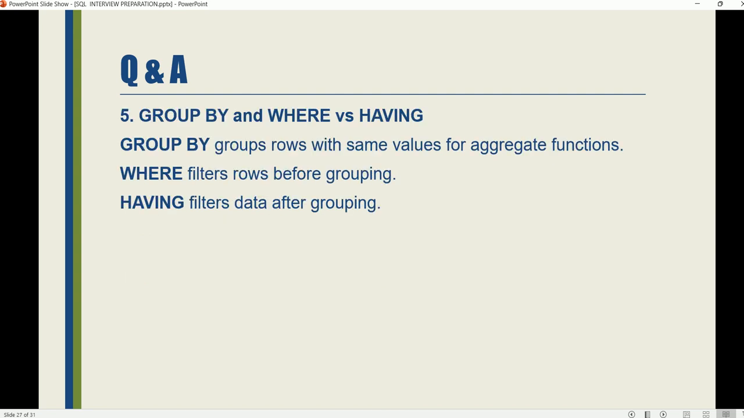Group by, and where versus having. We use group by for the grouping of same values. If you are grouping values, the having clause is used with group by only to filter the grouped records. If there is no grouping involved, you can simply go with the where condition, a row by row filter, right?